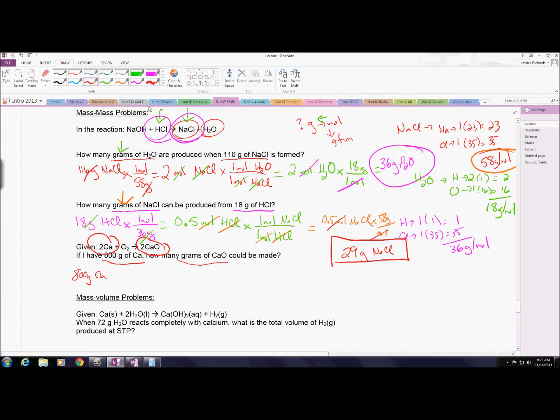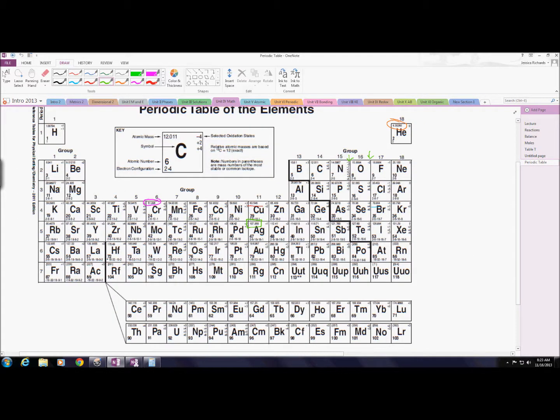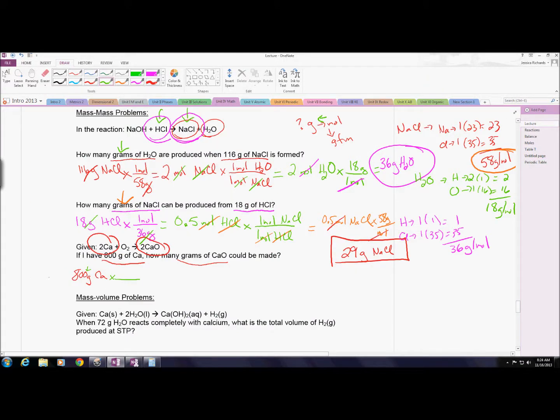Next step, I ask myself, am I in moles? No, I'm not in moles, I'm in grams. So I need to switch to moles by finding the formula mass of calcium. When I look at my periodic table, calcium is an element, it's right here. It has a formula mass of 40. So we don't have to add up pieces because it's just an element.